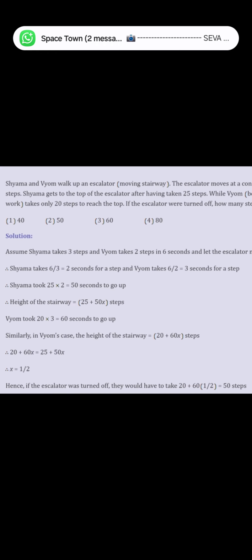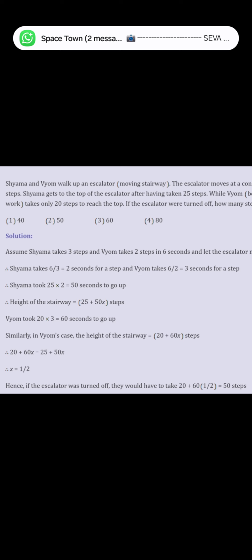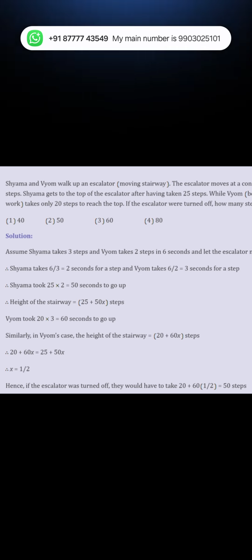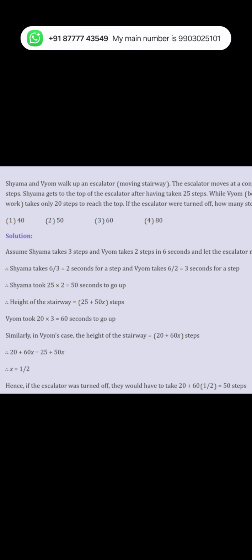So because it is 3:2, we have taken the LCM, that is 6. So we assume that Shama takes 3 steps and Vyom takes 2 steps in 6 seconds. That's the LCM of 3 and 2. And let the escalator move up by x steps per second. So Shama takes 3 steps in 6 seconds, so 1 step in 2 seconds, and Vyom takes 2 steps in 6 seconds, so 1 step in 3 seconds.